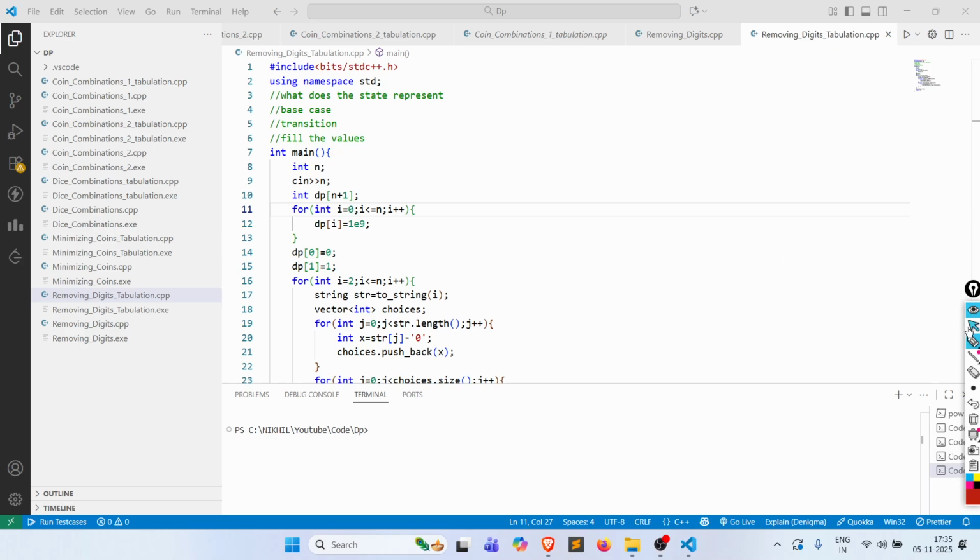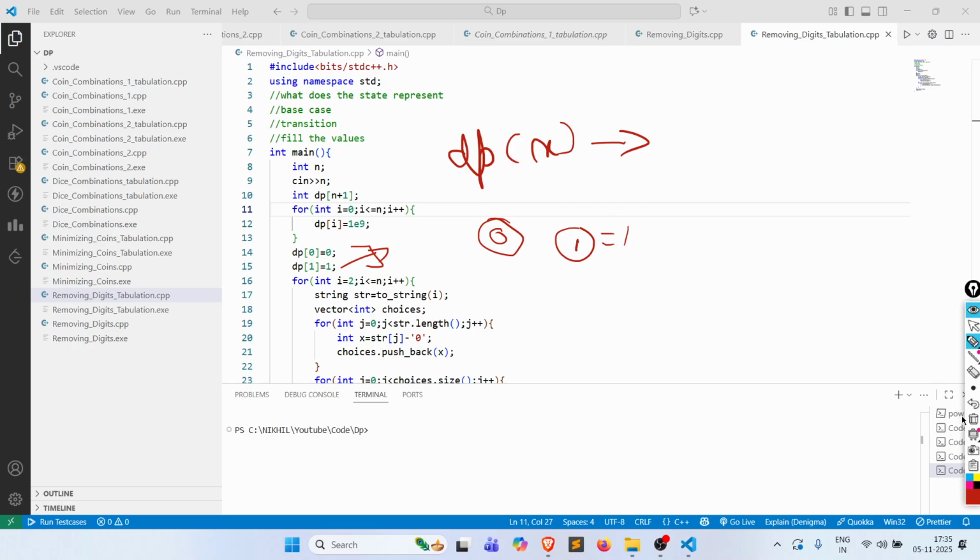Also, what does the state represent? Our state representation here is fairly simple. dp of x simply represents the minimum number of steps to convert x to 0, given the conditions, right? So what would be our base case over here? It would be simply dp of 0 is equal to 0. Why? Because if I am at 0, I don't need to take any further steps, and if I'm at 1, although it is not mandatory to initialize it, I have done it, right?